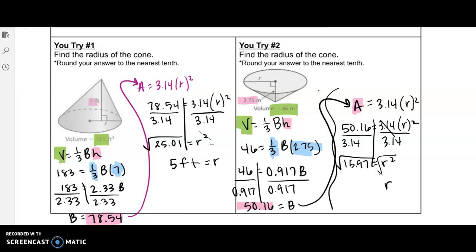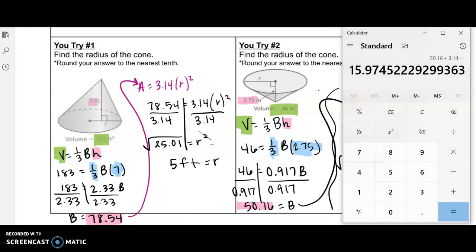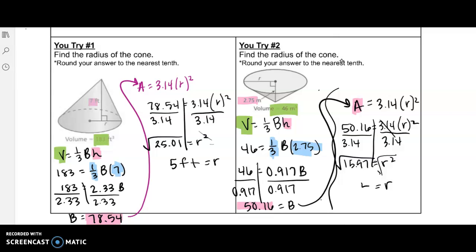And so we get r equals, hit that square root button, and this will round to 4 because that 9 rounds up, which rounds that up to 4. So 4 is our radius. Well, 4 meters is our radius. So this is our final answer here.